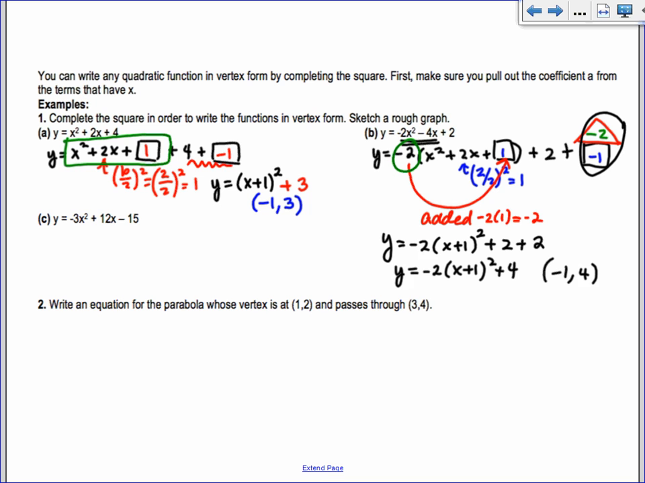So I want you to try the same thing on C. Draw the little house shape. So you're going to set it up. You're going to pull out the -3 just from the x terms. The -15 is going to go to the right. You're going to have your little box here, and you're going to have plus the box with the house. And in the top of the house, you're going to have a -3. So go ahead and try it and see what you get.